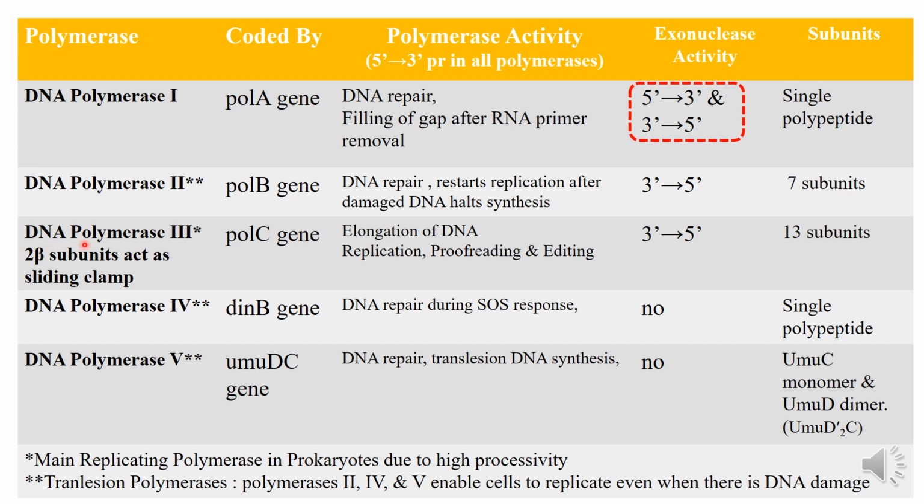The DNA polymerase 3 has 2 subunits that act as sliding clamp. These are the 2 beta subunits. We will take a look at the structure a little later. It is coded by POL C gene. Its major function is elongation of DNA during replication. It also carries out proofreading and editing. It has only 3 prime to 5 prime exonuclease activity. It is made up of 13 subunits.